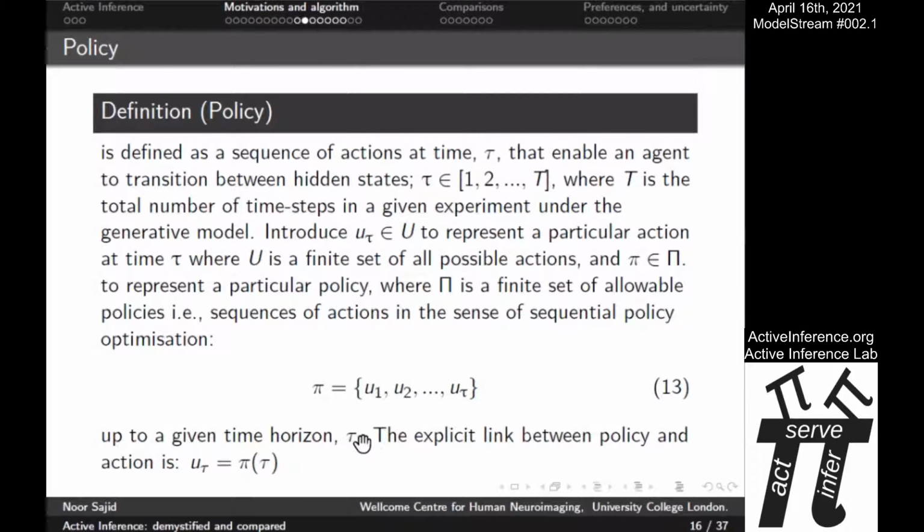To make it more concrete, pi, the random variable, can be decomposed into a series of actions over a particular time horizon. So u1, u2, going up to u tau would denote the action at time point 1, the action at time point 2, and so on. The link is explicit when you consider the policy at a particular time point tau: then the action that you get would be that action.